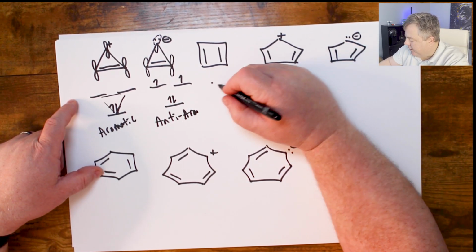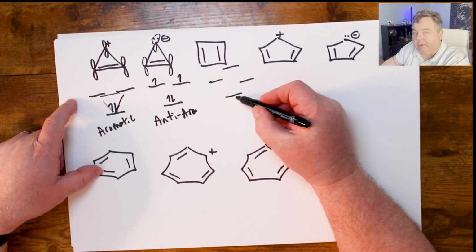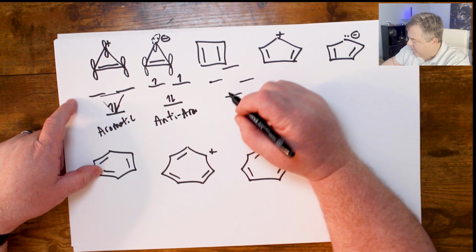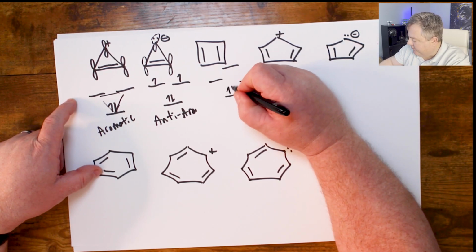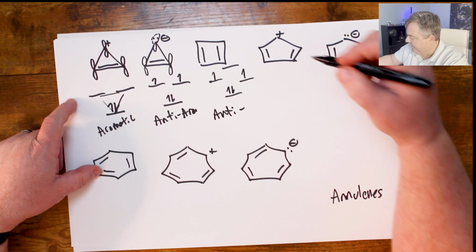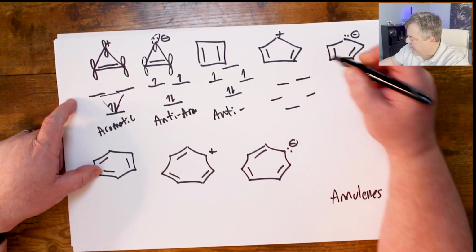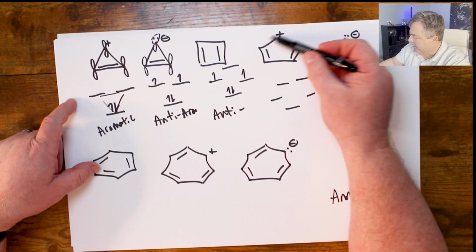This one we've seen previously. Notice now I have a square with the point on the bottom. That's called the polygon rule. I have 4 electrons, 1, 2, 3, 4. This would be anti-aromatic.